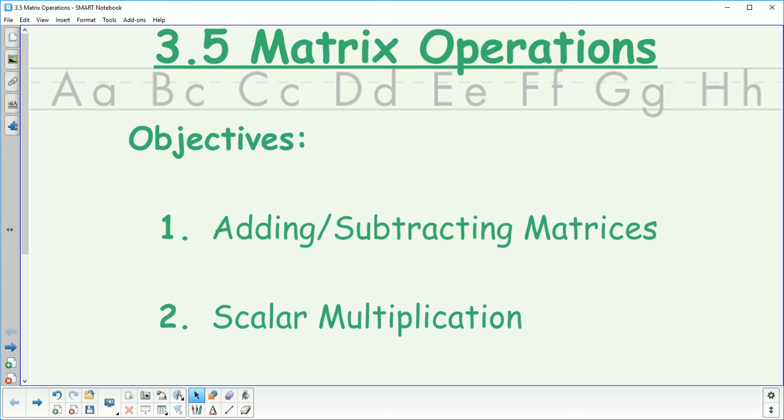Okay, next flipped lesson for Common Core Algebra 2. This is going to be on 3.5 matrix operations. So we're going to get a little bit out of order here. We're going to skip 3.4, do 3.5, then come back to 3.4. I think that order is going to work a little bit better for us.